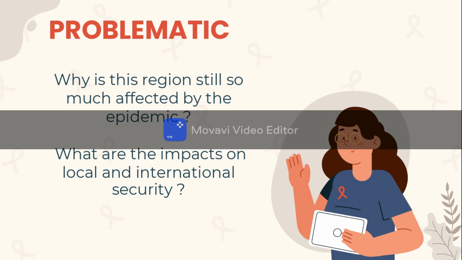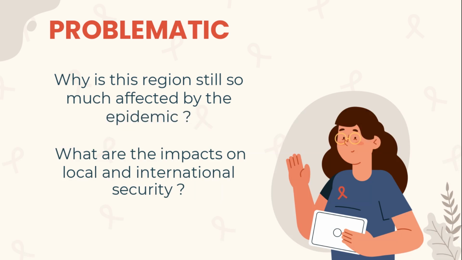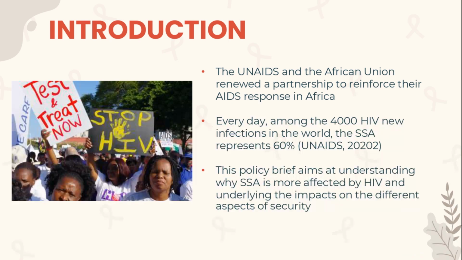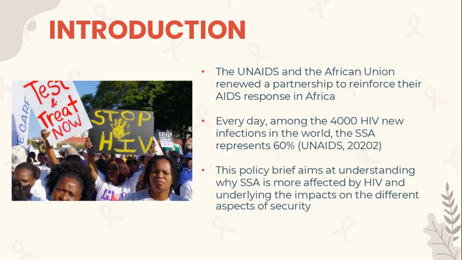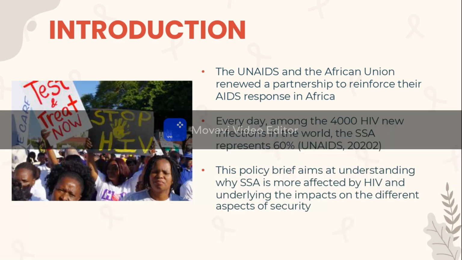So for our topic, we have chosen two problematics: why is this region still so much affected by the epidemic, and what are the impacts on local and international security? Let's start with a little introduction. UNAIDS and the African Union renewed a partnership to reinforce the AIDS response in Africa. Every day, among the 4,000 new HIV infections in the world, sub-Saharan Africa represents 60%. It's huge. This policy brief aims at understanding why SSA is more affected by HIV and underlining the impacts on the different aspects of security.